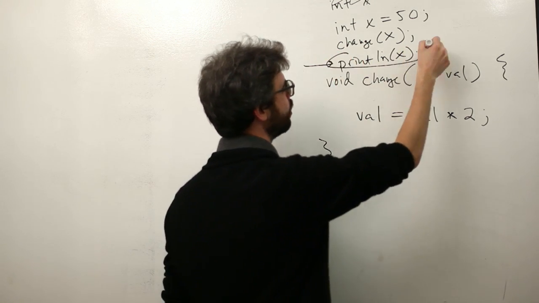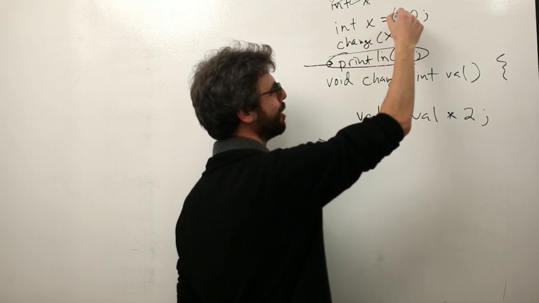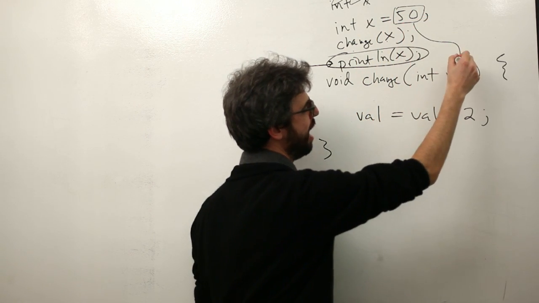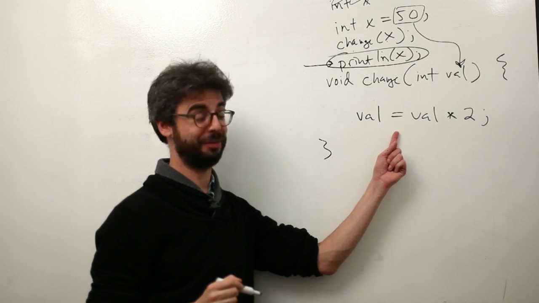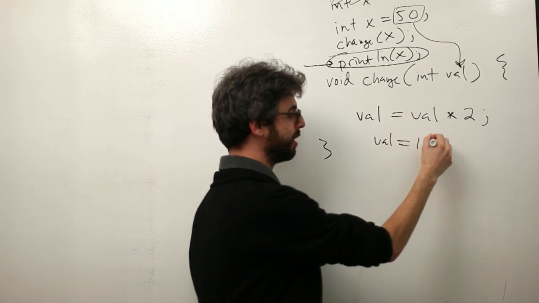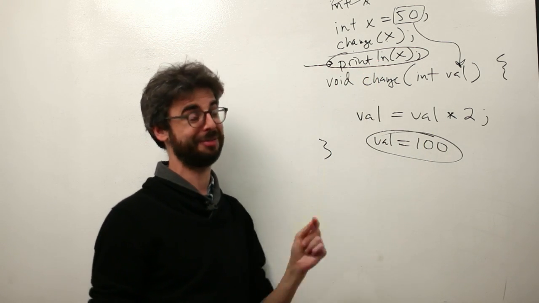What is the result of this print line going to be? So let's think about it. X has the value 50. Change x means x goes into val. So val now has the value 50. Then val equals itself times 2. So val now has the value of 100. But when I print x, am I going to see 100 or 50?